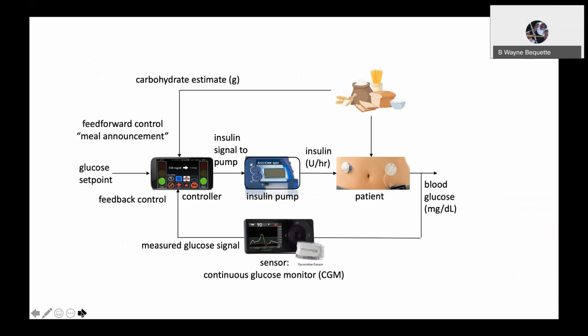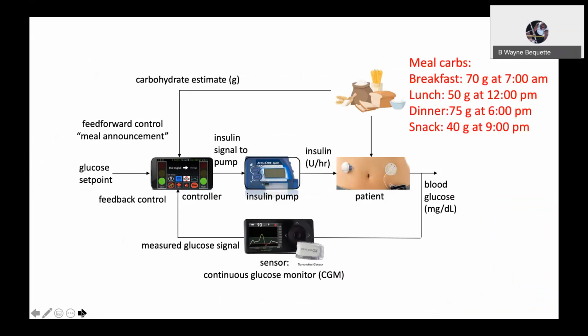This is a closed-loop block diagram that also includes a feed-forward component. We've presented this in a previous screencast. And so what we want to do in this particular screencast is conduct simulations for the meal carbohydrates being consumed. So we have 3 meals plus a snack with varying amounts of carbohydrates, 70 grams at breakfast, 50 grams at lunch, 75 at dinner, and 40 grams at an evening snack.